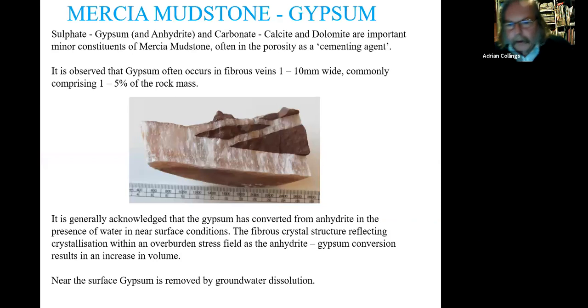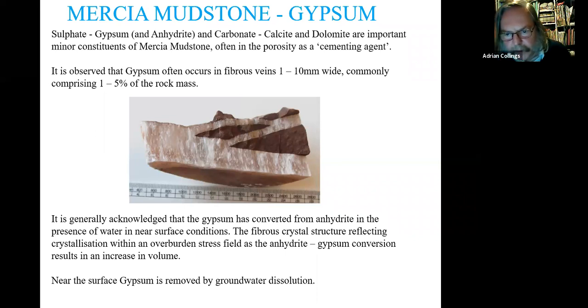We'll move on, having talked about gypsum, to look at gypsum in the Mercia Mudstone in a bit more detail. So sulfate, gypsum and anhydrite, and carbonate, calcite and dolomite are important minor constituents of Mercia Mudstone, often in the porosity as a cementing agent.